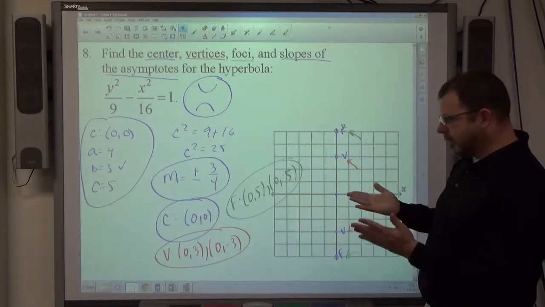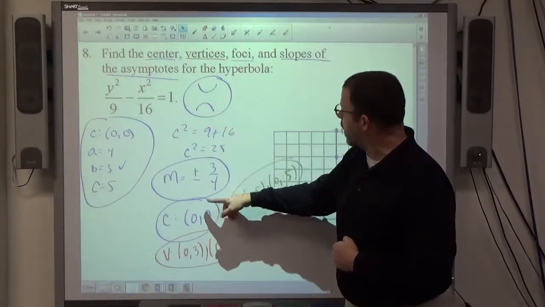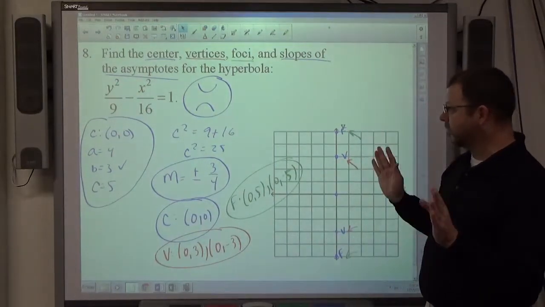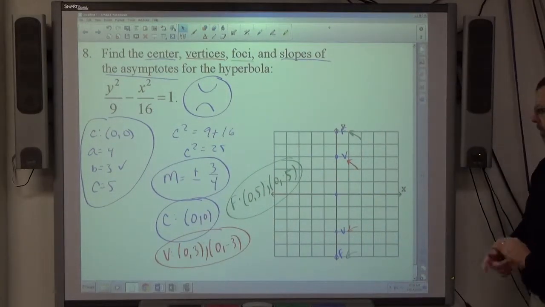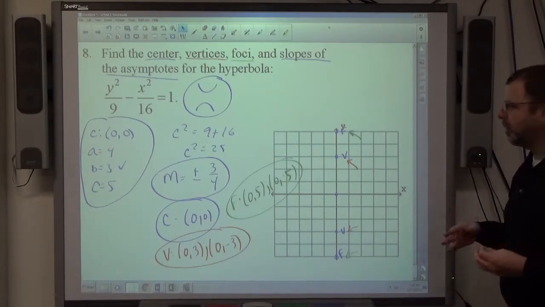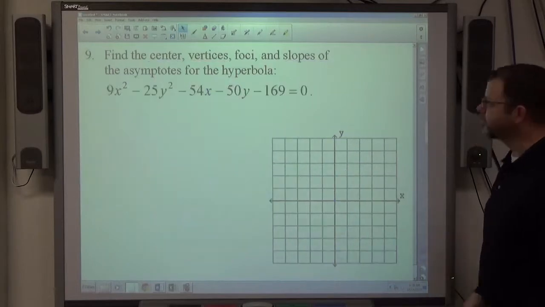So that's what it asks for: center there, vertices there, foci there, equations of asymptotes, or slopes of asymptotes there. All it's asking for, that's all I'm going to do. Again, I'll supply graph paper during the test. You can use graph paper anytime you need to help you identify things.